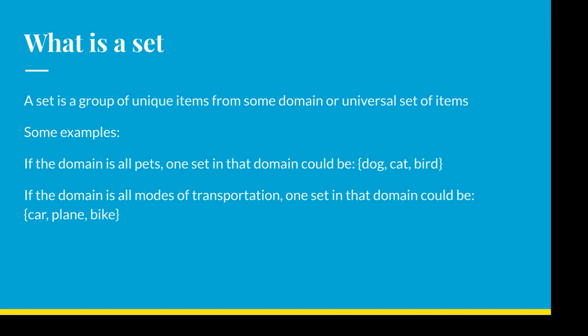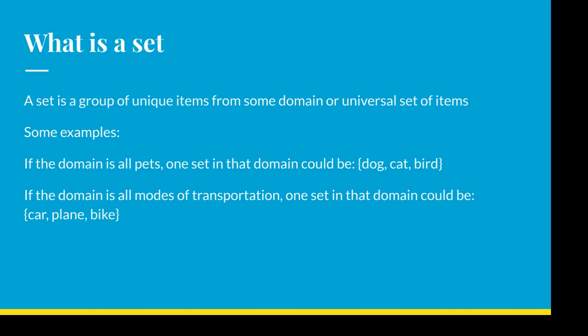So a set is just a list where all the items are unique, and the elements from a set come from some domain or universal set of items. So a set is always in the context of some domain, okay? And I'll talk more about that in a minute. So some examples are, if we say the domain is all pets, then one set in that domain could be dog, cat, bird. So if the domain is all different kinds of pets, then that's one example of a set.